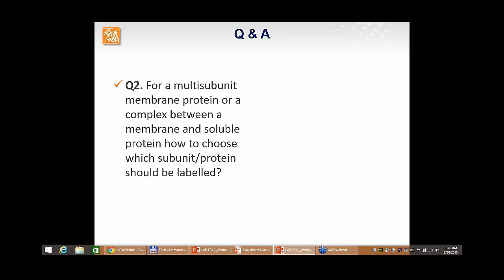And the second question is, for a multi-subunit membrane protein or a complex between a membrane and soluble protein, how to choose which subunit protein should be labeled? And here I should again emphasize that the knowledge of your target protein is critical, and you should really understand your system and understand which part of the protein is better to label to disturb it the least.